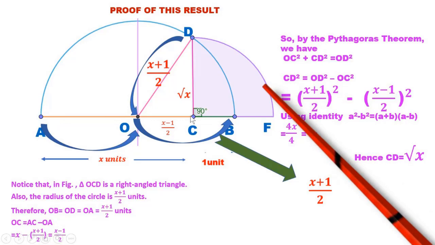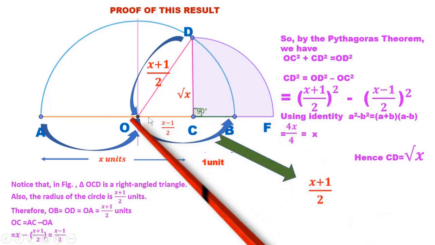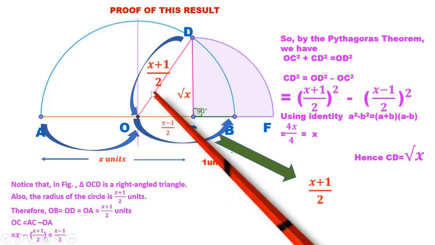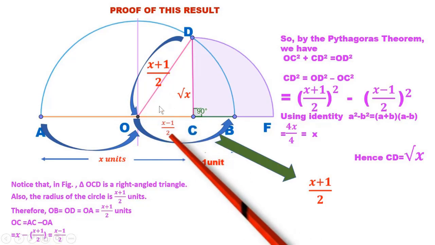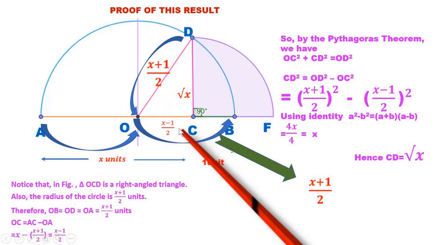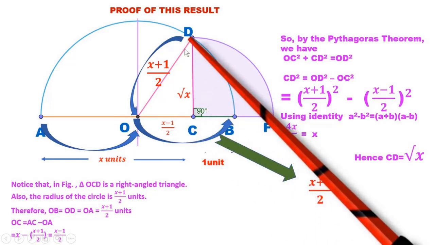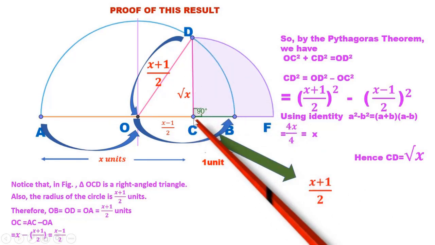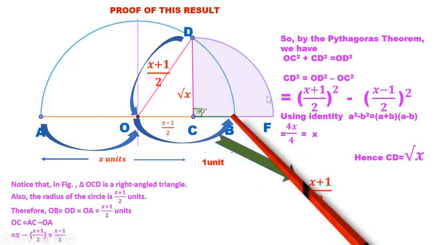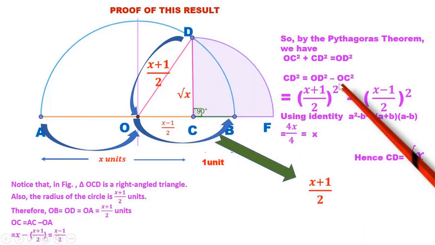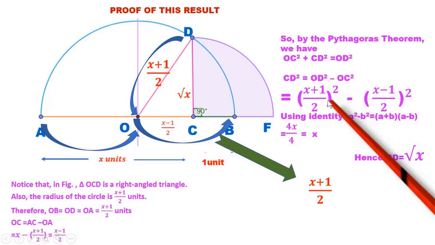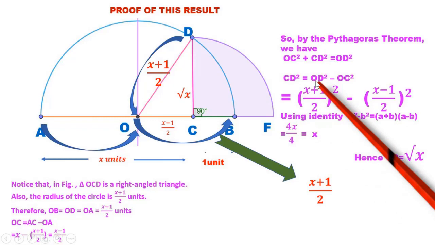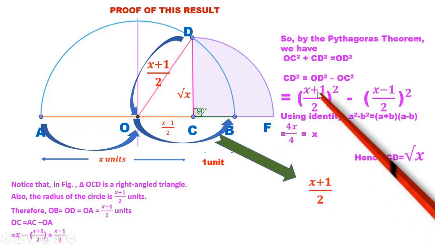We already have the hypotenuse OD equal to the radius of the circle, which is equal to (x plus 1) by 2. Having a hypotenuse and one leg of the right triangle, we are going to apply the Pythagoras theorem. Ultimately, we will find CD. CD squared is equal to OD squared minus OC squared. How did we arrive at this result? By applying the Pythagoras theorem, OC squared plus CD squared is equal to OD squared.